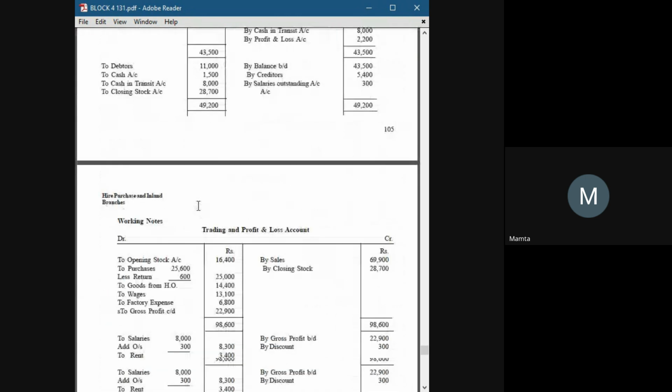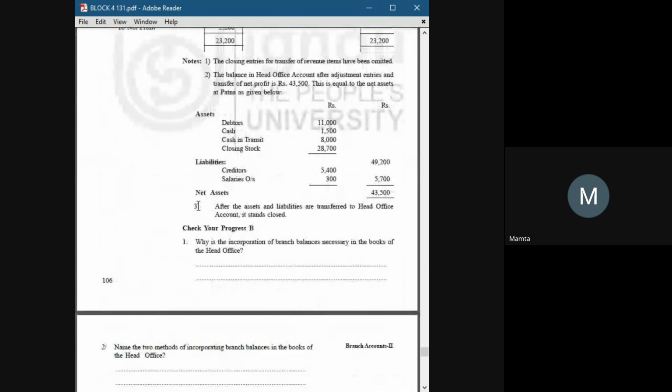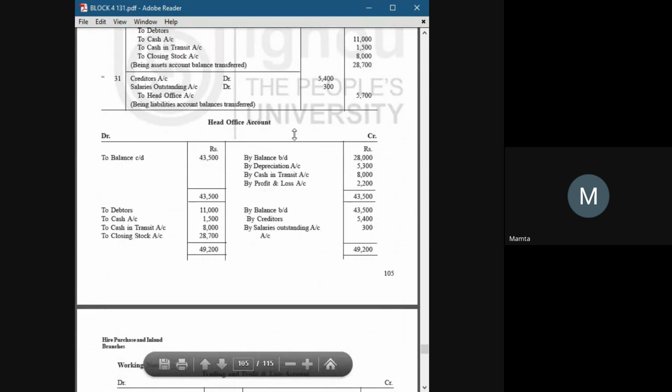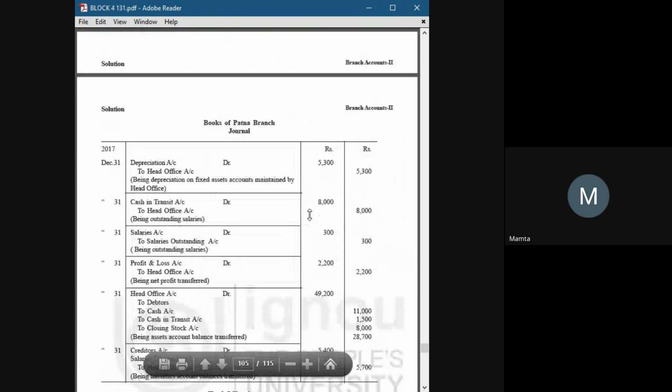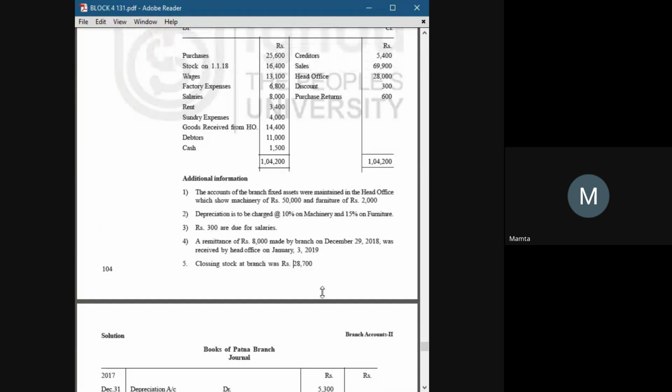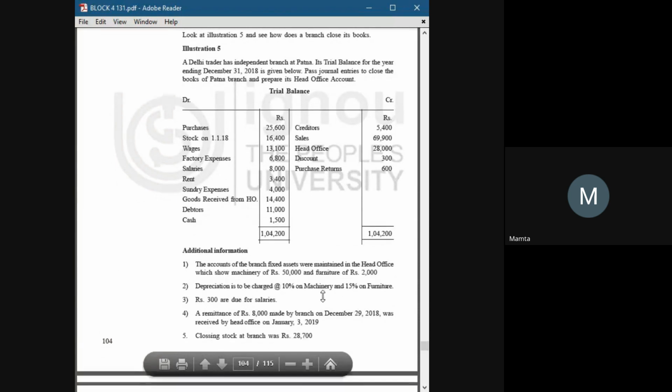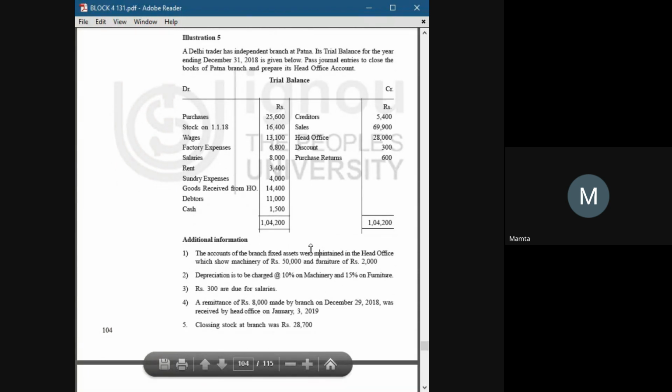This is a full-fledged question. Do it in your homework. Try to solve it in your free time. Please try to solve it. Okay, it is your homework.